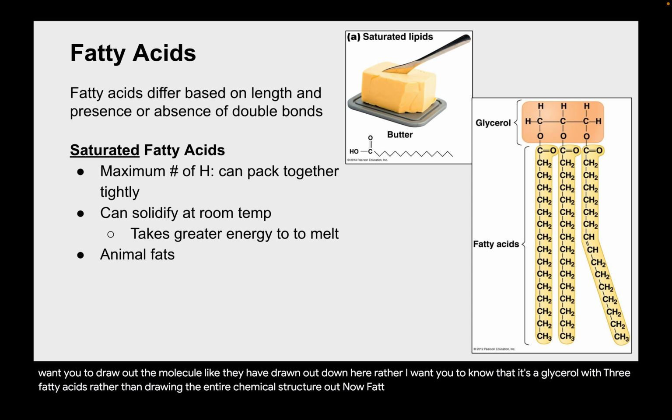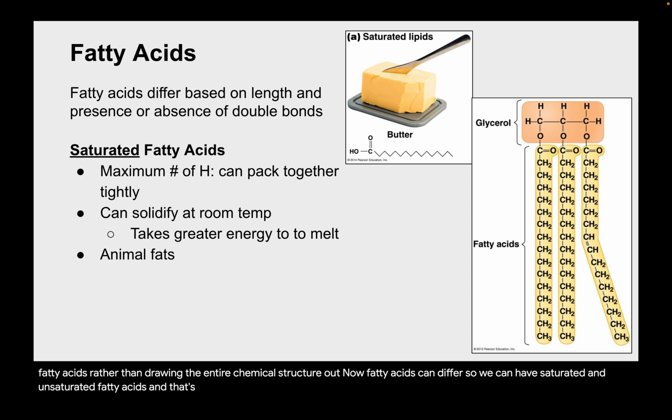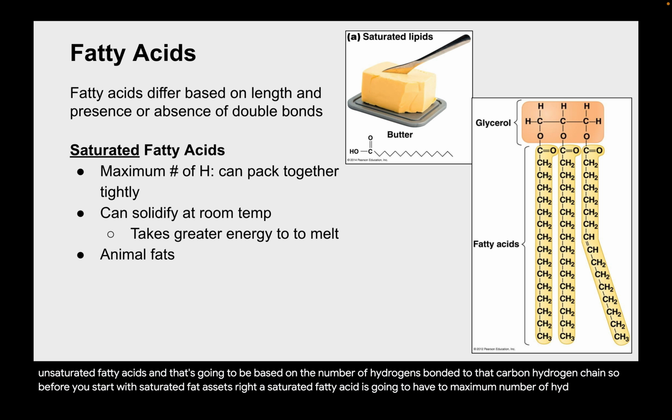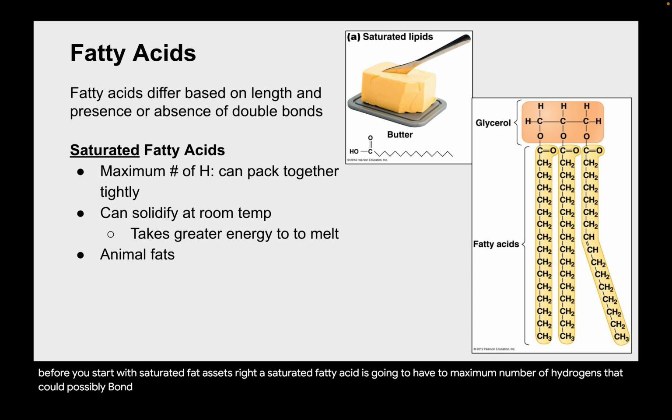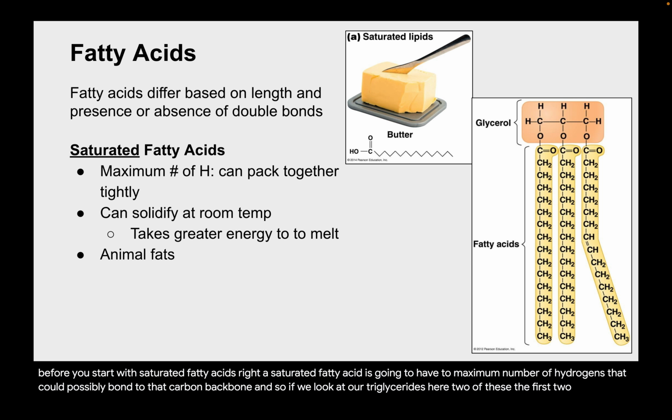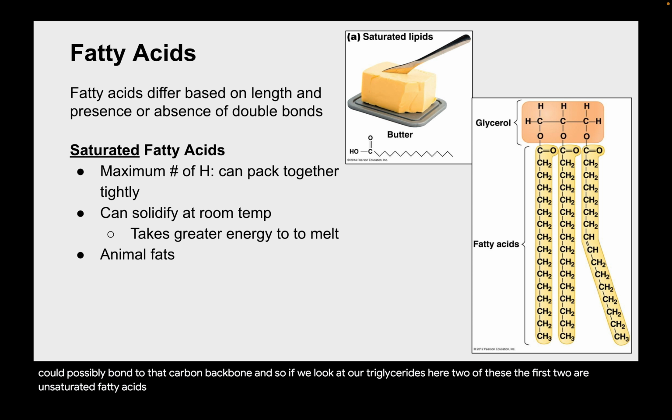Now, fatty acids can differ, right? So we can have saturated and unsaturated fatty acids, and that's going to be based on the number of hydrogens bonded to that carbon-hydrogen chain. So let's start with saturated fatty acids. A saturated fatty acid is going to have the maximum number of hydrogens that could possibly bond to that carbon backbone. And so if we look at our triglyceride here, 2 of these, the first 2, are unsaturated fatty acids, right? They have the maximum number of hydrogens that could possibly be bound to the carbon.